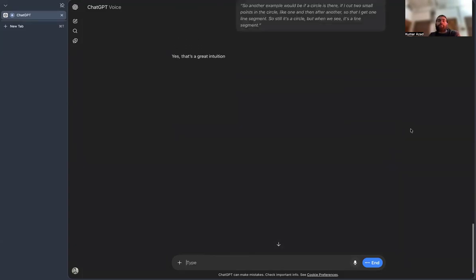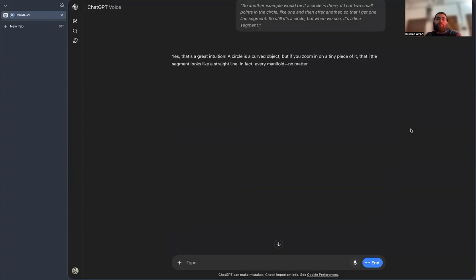Yes, that's a great intuition. A circle is a curved object, but if you zoom in on a tiny piece of it, that little segment looks like a straight line. In fact, every manifold, no matter how complicated, will look flat if you zoom in enough. So that line segment you get from the circle is like a local flat approximation. That's the essence of what makes a manifold: a globally curved space, but locally flat.